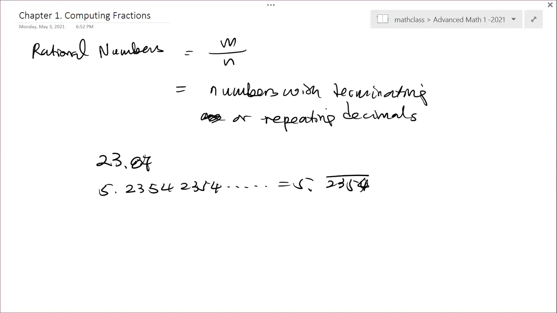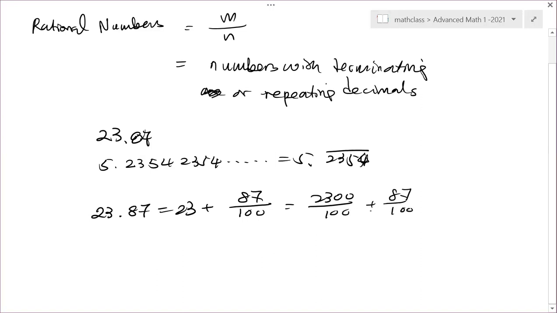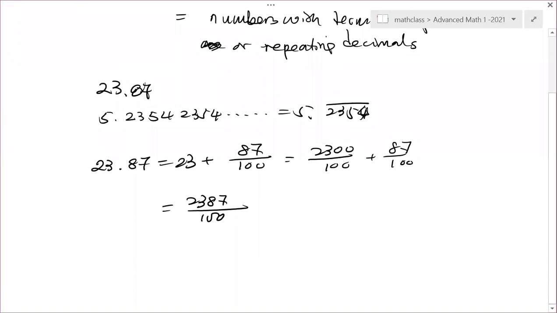But you already said that rational numbers by definition are fractions. So can we convert a rational number into a fraction? The answer is yes. For example, 23.87 is going to be 23 plus 87 over 100. Therefore, you get a fraction: 2300 divided by 100 plus 87 over 100. Finally, you will get a fraction. Maybe you can simplify, maybe not. So indeed, by definition this is a rational number.